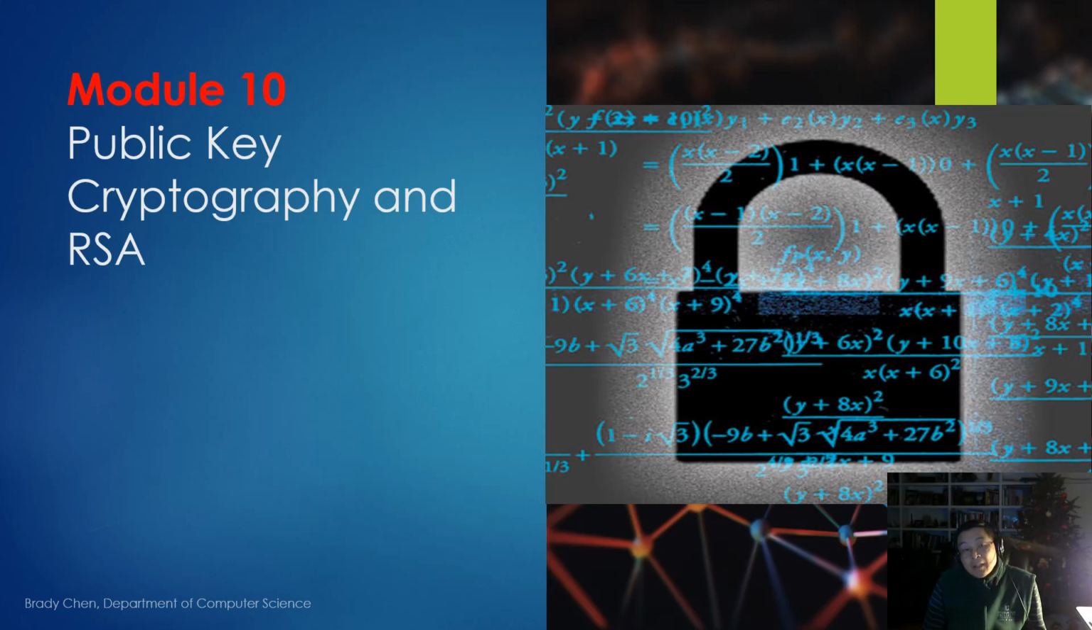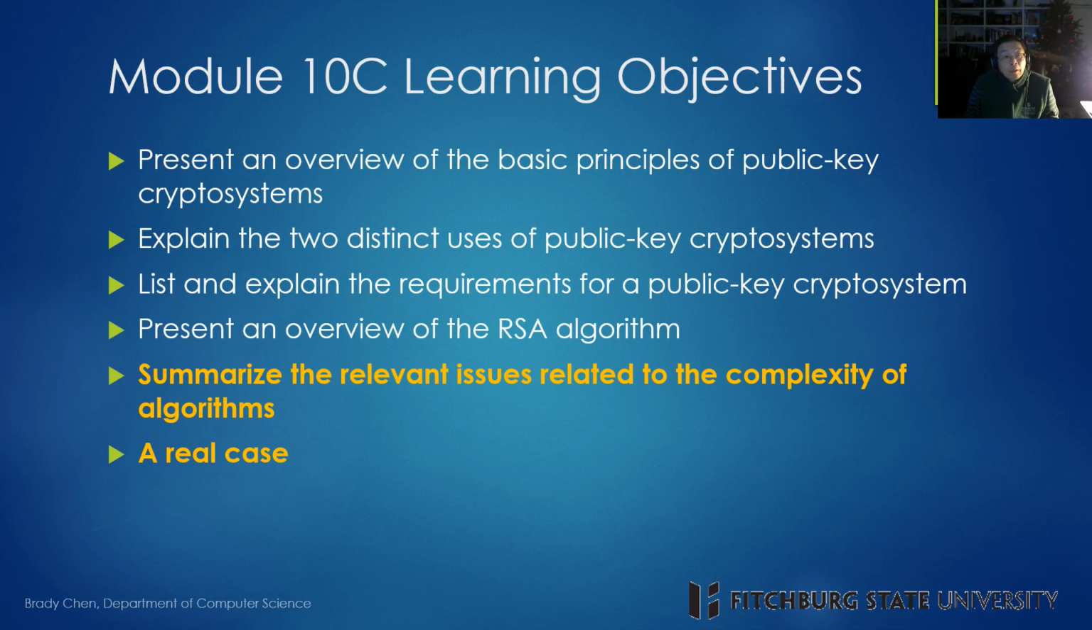This is Part C of Module 10, Public Key Cryptography and RSA. In Part A and Part B, we first discussed the basic principles of public key cryptosystems, and we also explained the two different types of cryptosystems. One is called a symmetrical system. The other one is called an asymmetric system.